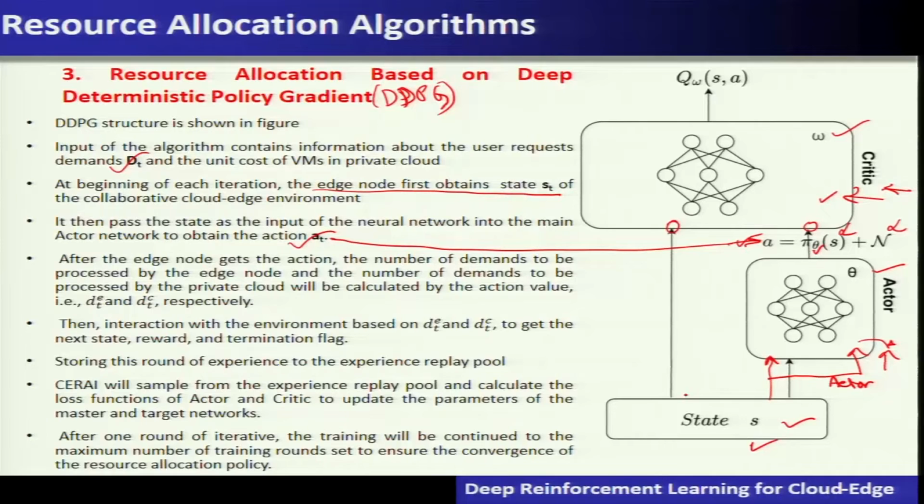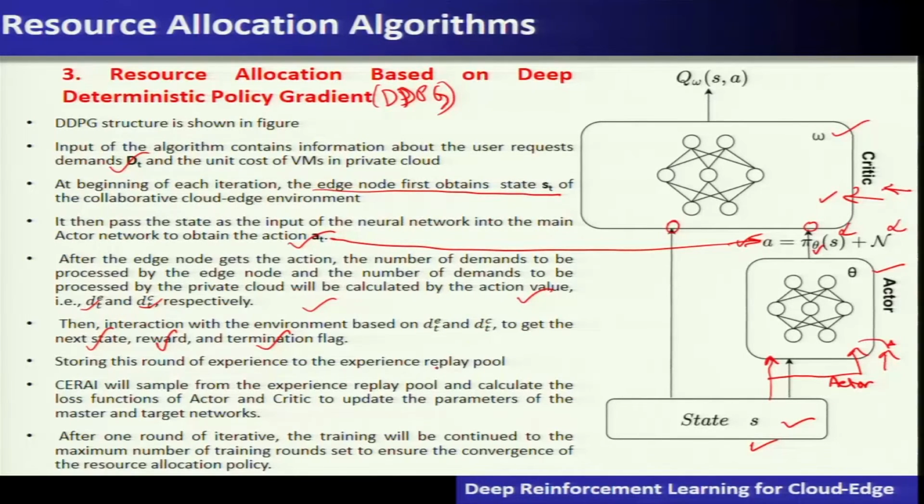After the edge node gets the action, the number of demands to be processed by the edge nodes and the number of demands to be processed by the private cloud will be calculated by this action value. These two values, which we have explained in previous sections, are calculated here by the actor network. Then this action interacts with the environment based on these values to get the next state, reward, and the termination flag.